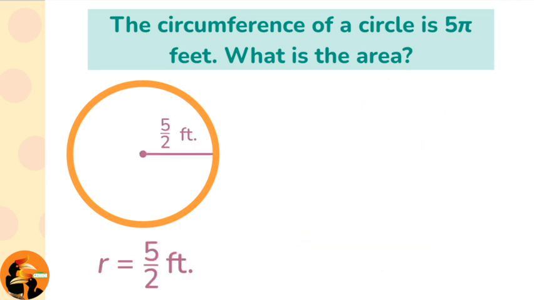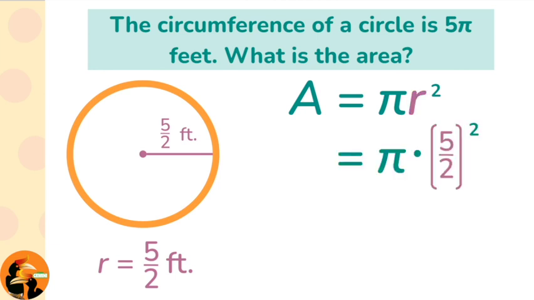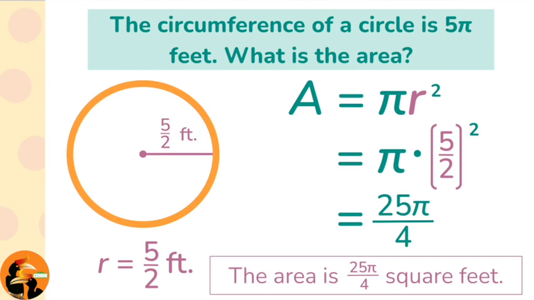Now that we have the radius, we know how to find the area. Again, the formula to find the area of a circle is pi times radius squared. Let's plug in 5 over 2 for the radius. Now we will square 5 over 2 to get 25 pi over 4. The area of the circle is 25 pi over 4 square feet. Great job! Now you are ready to find circumference and area on your own.